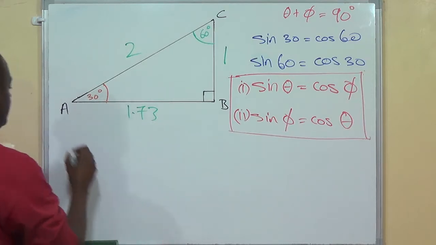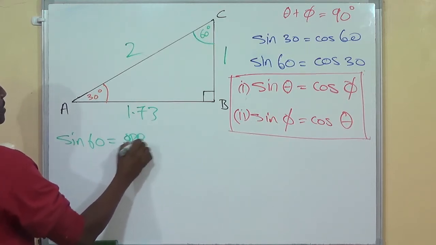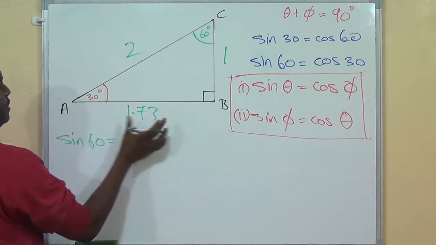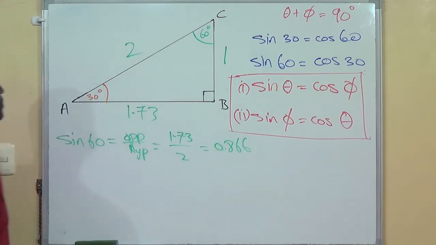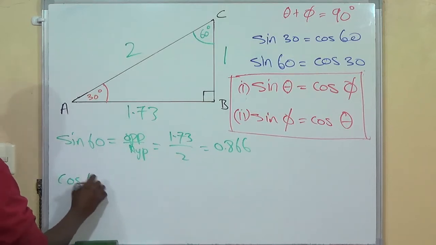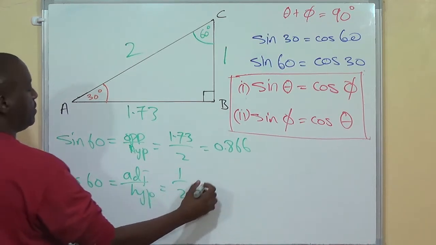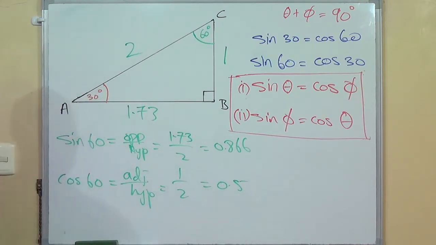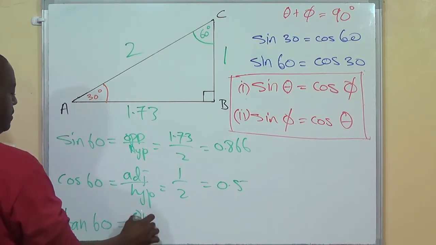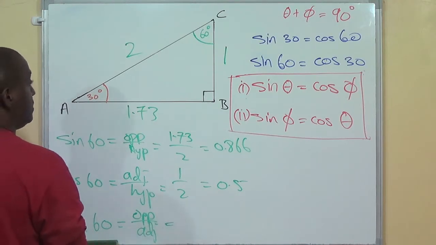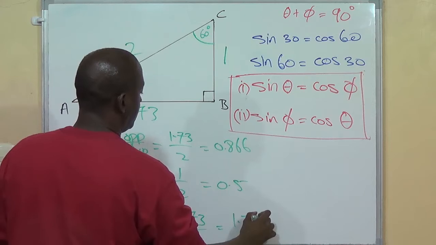So we start with the sine. The sine of 60 is equal to what? Opposite over hypotenuse, which is equal to 1.73 over 2, which is equal to 0.866. Alright. The cosine of 60 is equal to adjacent over hypotenuse, which you already know is 1 over 2, which is equal to 0.5. And the tan of 60 is equal to the opposite over the adjacent, which is equal to 1.73 over 1, which is equal to just 1.73.